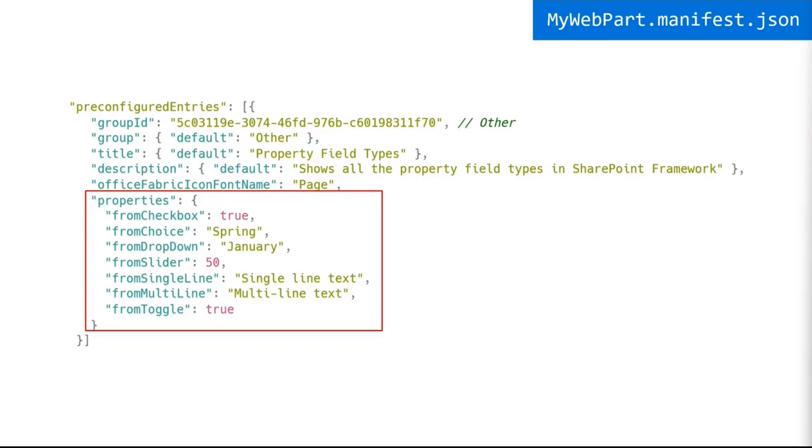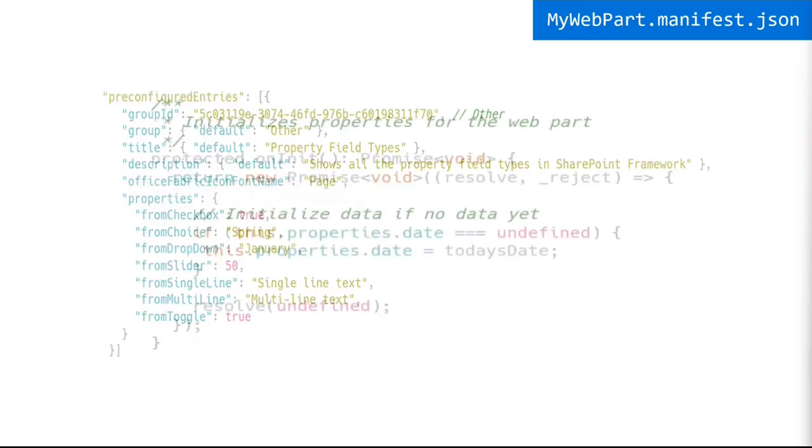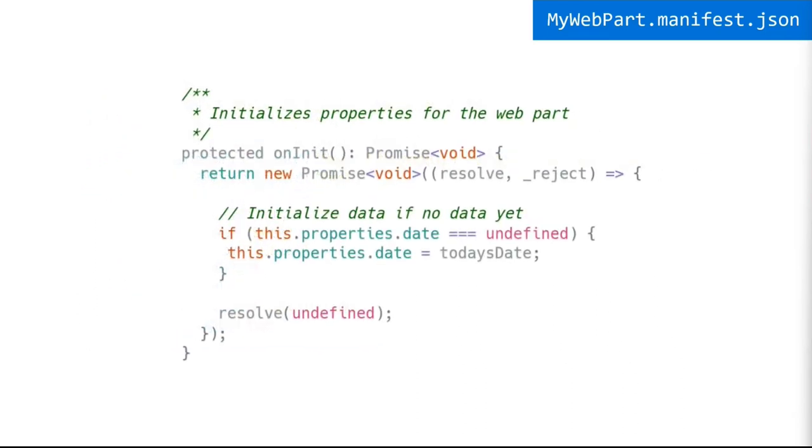Well, you can't really do that in your manifest, because the manifest is intended to be static, but you can do it in your web part onInit method. So the onInit method, as you can imagine, gets called when the web part gets initialized. And it returns a promise. So that, in other words, it basically says, look, I'm not going to wait for this web part to render the onInit or to return the onInit.